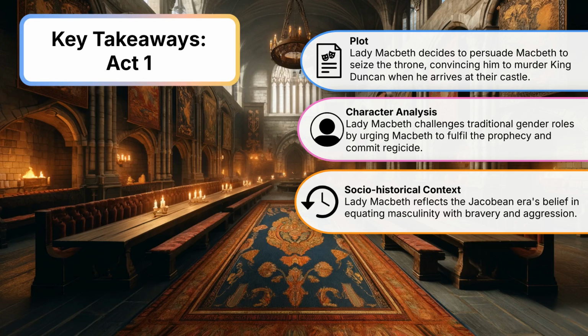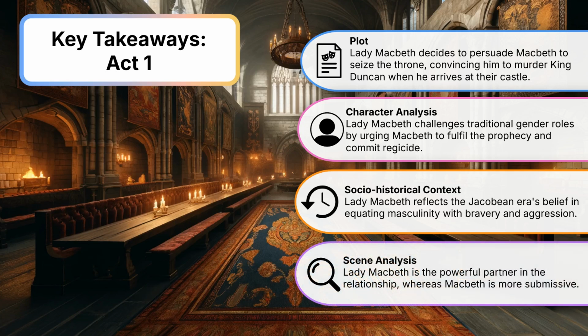Finally, this scene highlighted that Lady Macbeth is the powerful partner in the relationship, whereas Macbeth is more submissive, setting the power dynamics for the rest of the play. Shakespeare's intertwining of ambition with notions of masculinity set the stage for the tragic events that follow, highlighting the dangers of unchecked ambition.